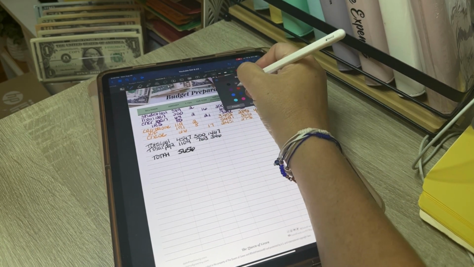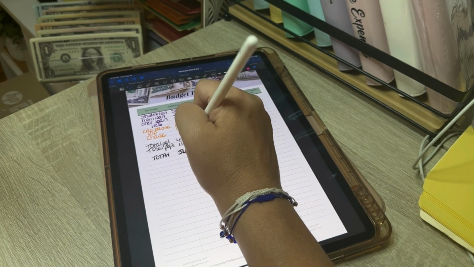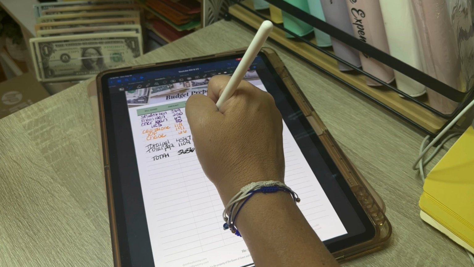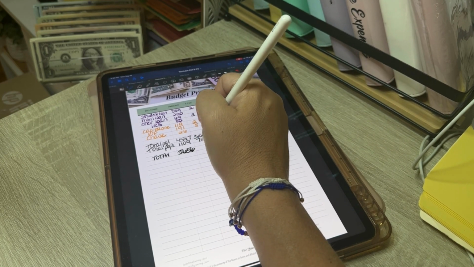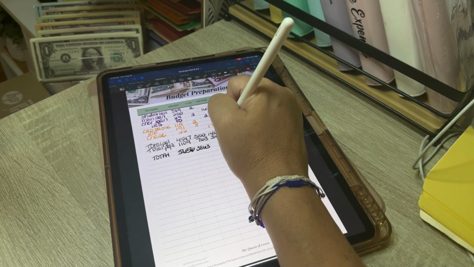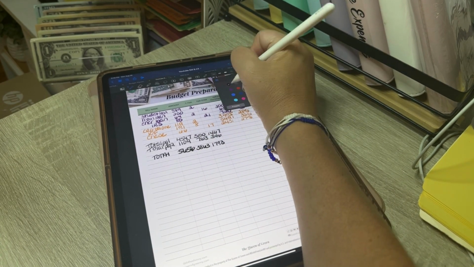And when all is said and done, we have a grand total of 5656 for all of the expenses, but the amount of money that's going out between the 1st and the 15th is 3863, and then 1793 for the second half.